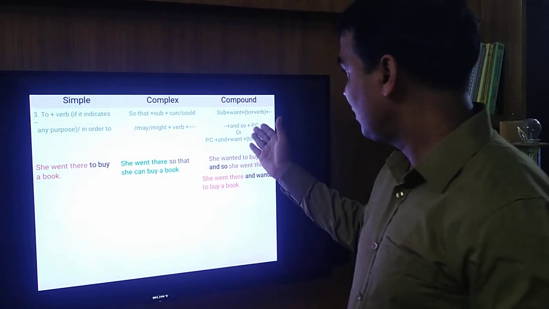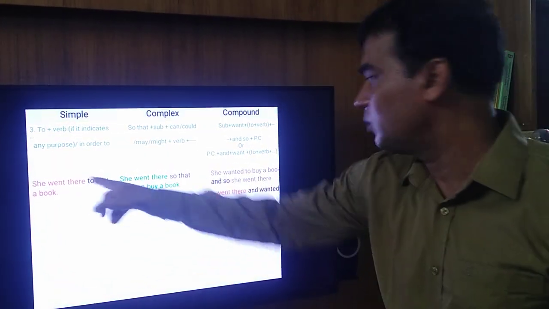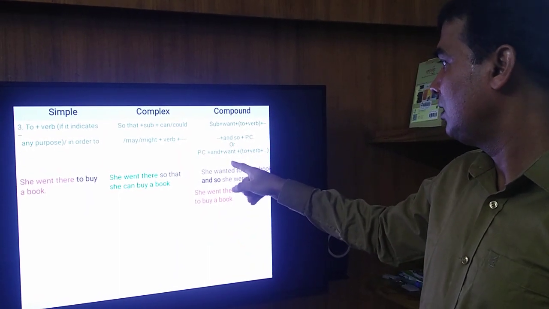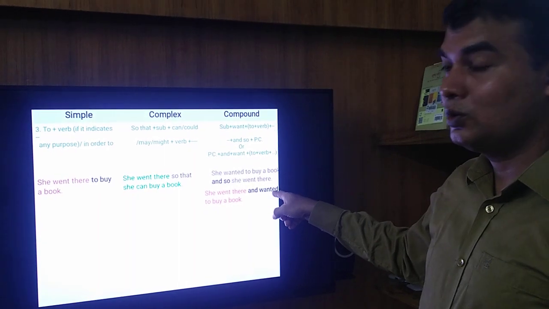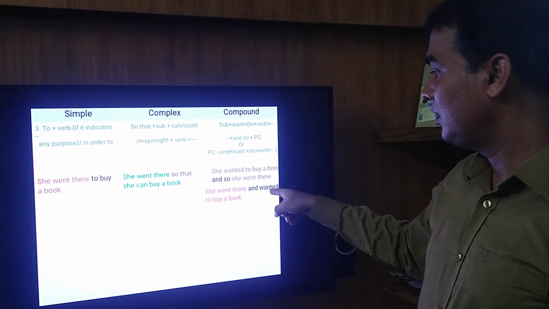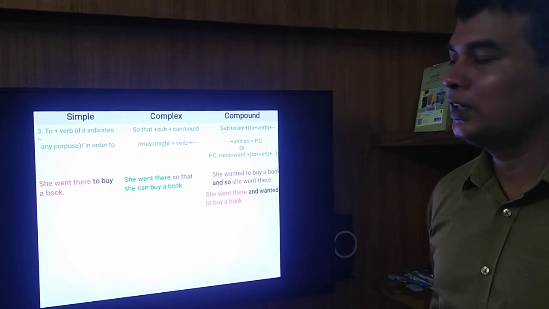Okay, and there is another way we can do it, and that is, first of all, the principal clause, she went there, and then "want" according to tense, so we should write "wanted". She went there and wanted to buy a book.